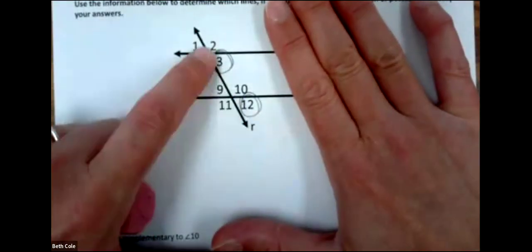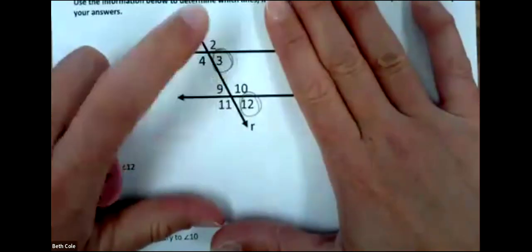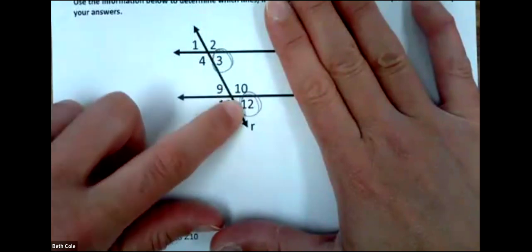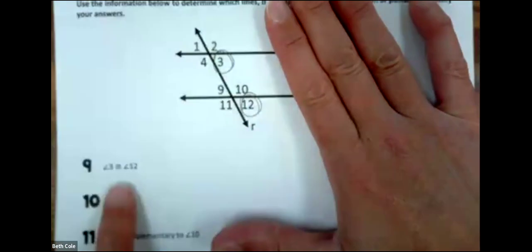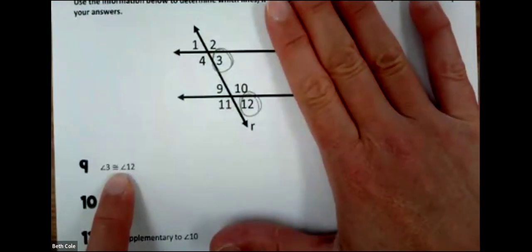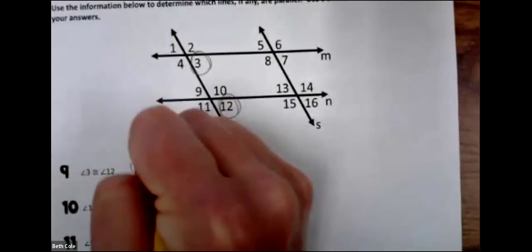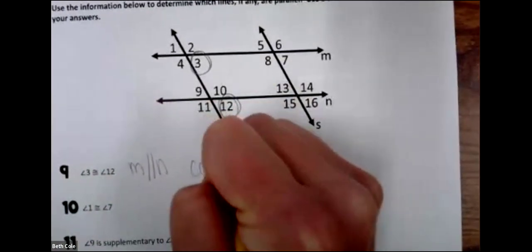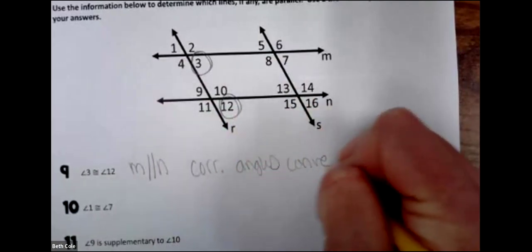All right. What are 3 and 12? What pair are they? So if you slid 3 down, it would match up exactly with 12. When they match up, are corresponding angles congruent? Yes. Okay. Which 2 lines are parallel? I'm going to cover this up so you can still see the letters. Which 2 lines are parallel? N and N. Perfect. Thank you. All right. N parallel to N. And we're going to say corresponding angles converse.